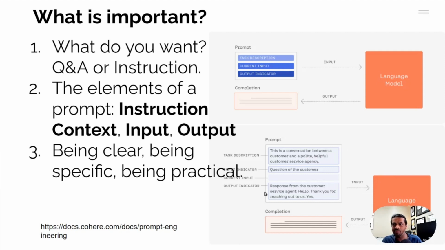So in this case, you're telling the LLM, this is a conversation between a customer and a polite, helpful customer service agent, and then the question of the customer, and then you put what the customer has asked, and then you can say the response from the customer service agent should be like this, right? And then you send it to the LLM, it's going to give you an answer back that's hopefully very polite and helpful, and it's related to the question that the customer actually asked. So whatever the customer is asking for is your input, and everything around it is the prompt template.